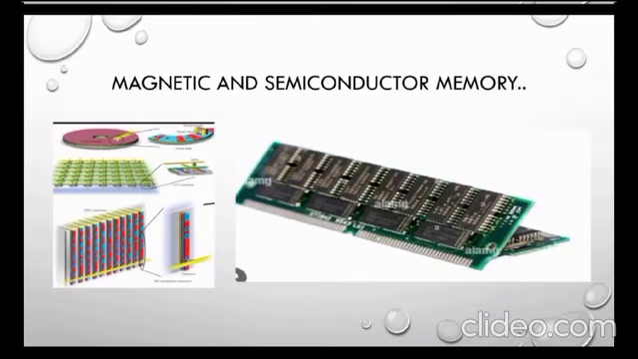Examples of magnetic memory are the floppy disk, hard disk drive, etc. The examples of semiconductor memory are chips used in laptops, computers, etc.